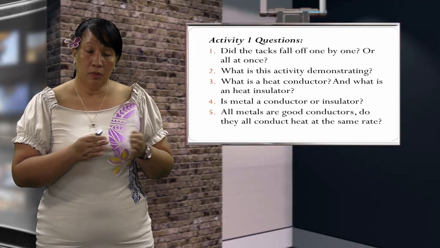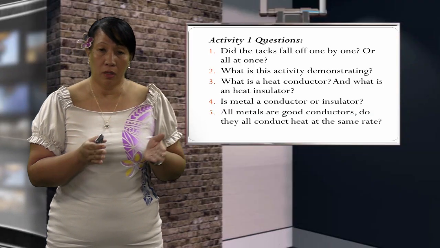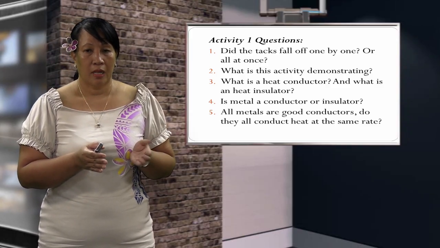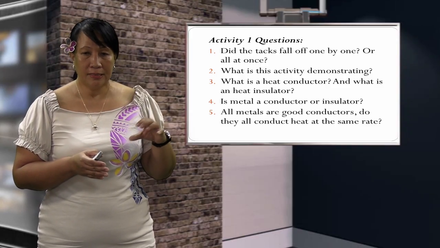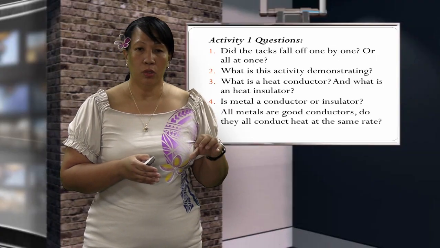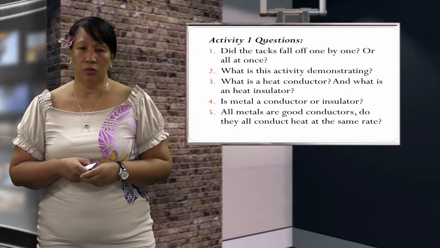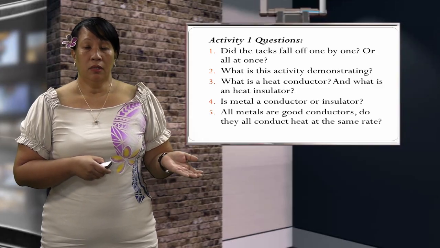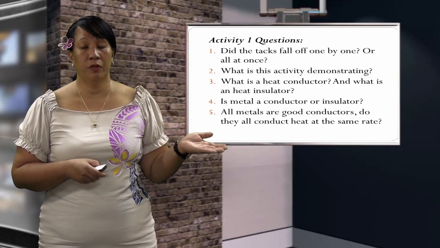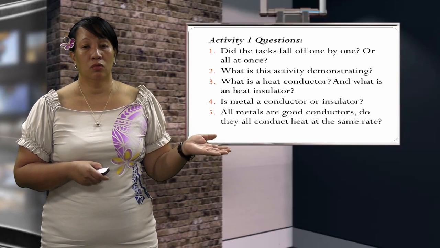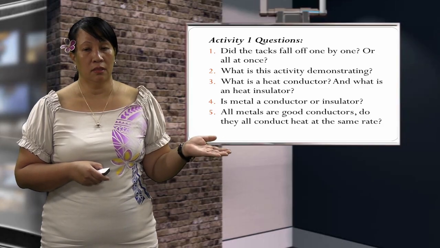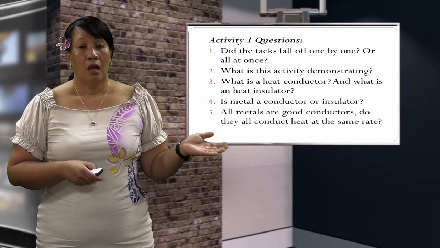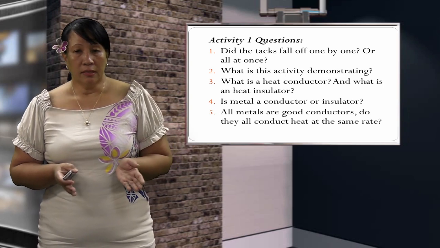Now, the metal part is a conductor. But the handle, which is plastic or wood, that is an insulator. Is metal a conductor or insulator? From this experiment, we should know it is a conductor. It conducts heat. All metals are good conductors.